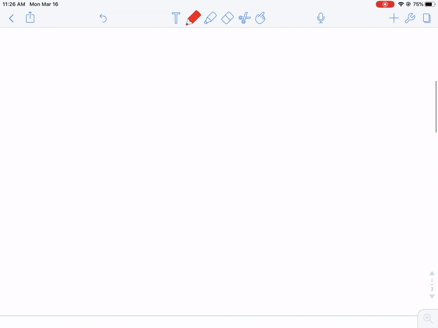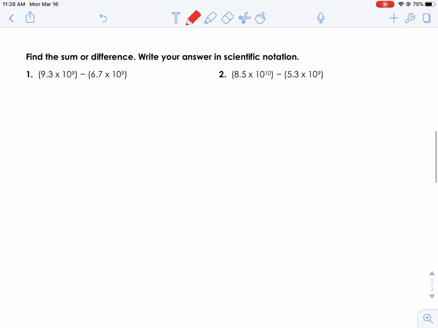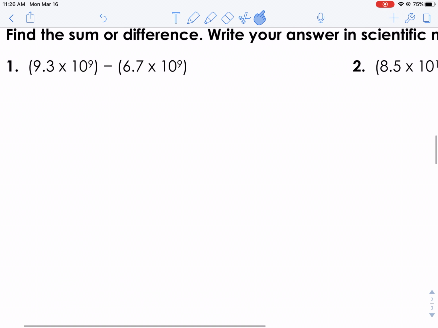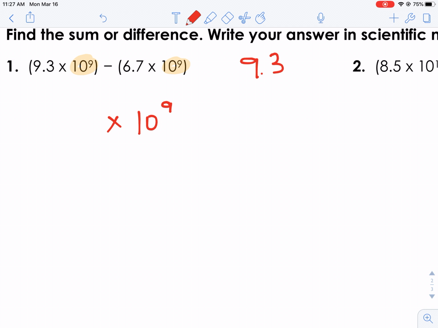So I'm going to jump right into the examples. For all of these, we're going to be looking at the difference or the subtraction for these problems. So number 1, we have 9.3 times 10 to the 9th minus 6.7 times 10 to the 9th. So we already have our same power of 10, so we're good on that aspect. Our answer can have 10 to the 9th there. And we're subtracting, so we're going to take 9.3 minus 6.7.